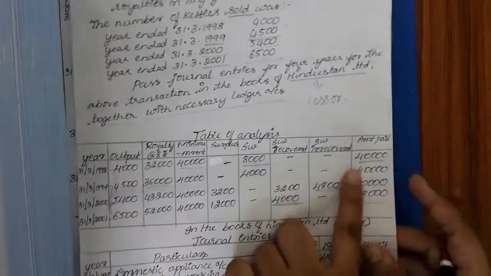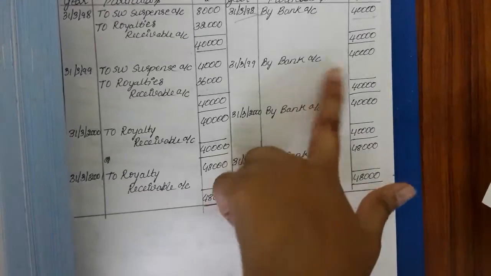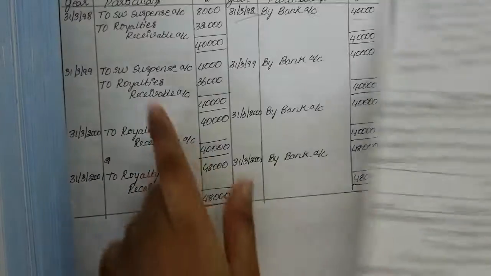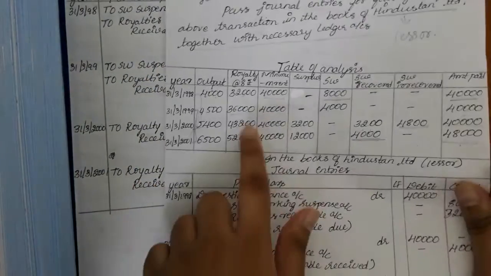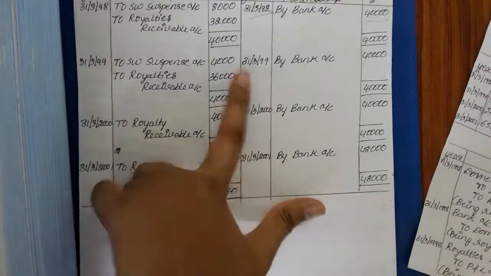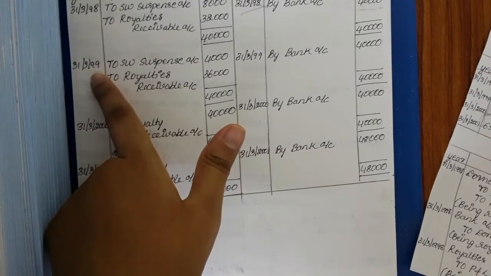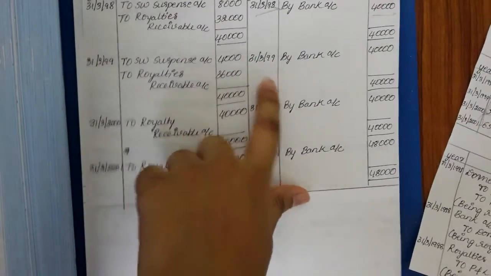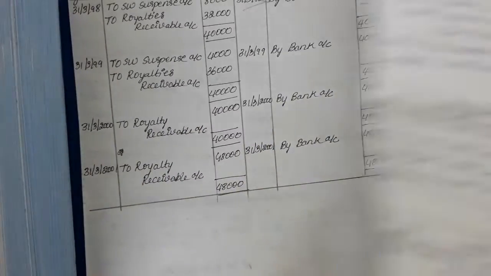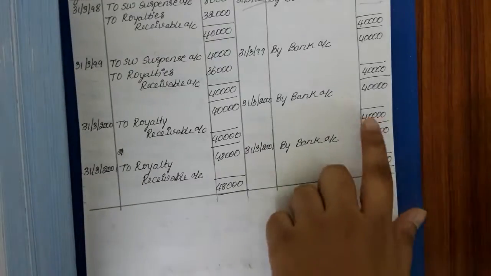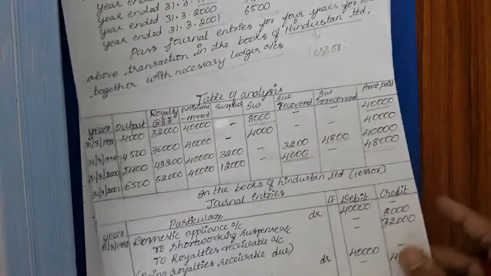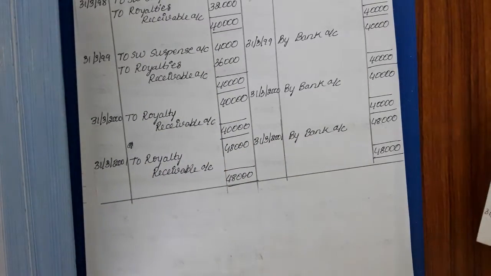So coming on to the second year, what is the actual royalty received? By bank account 40,000. How? That is 4,000 as short working suspense, and 36,000 is the actual royalty received. Done. Here the dates will be the same, 31st March 1999. Next, coming on to 31st March 2002, by bank account, what is the actual royalty received? That is 40,000, you will be recording 40,000. Here there were no short workings, so what you received was the actual royalty, no suspense.